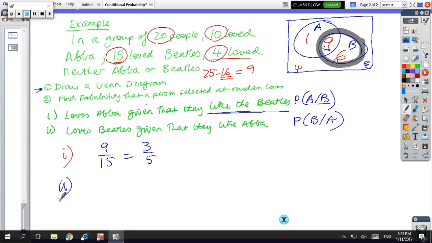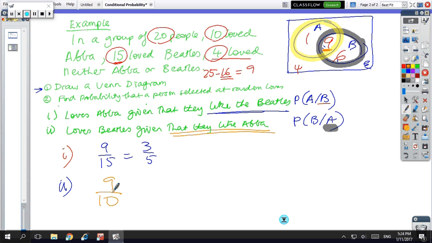For part 2, change colour. So they have to like ABBA. So there are 10 people to consider, okay? They have to like ABBA. So of those 10 people, how many would like B? So the answer is 9.